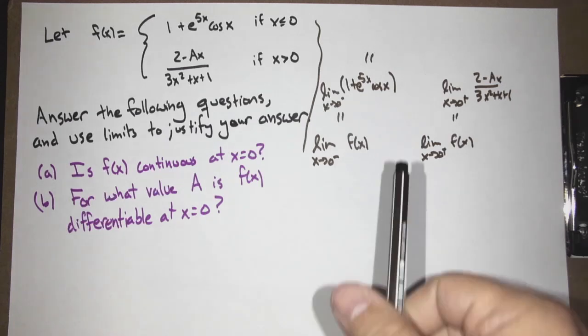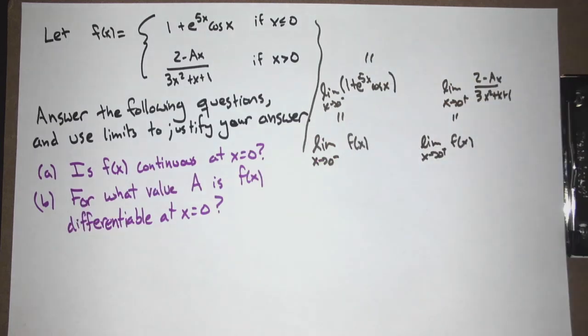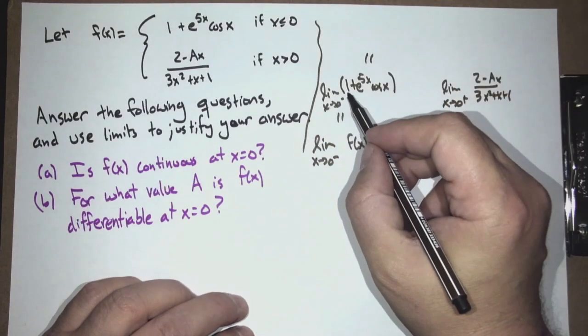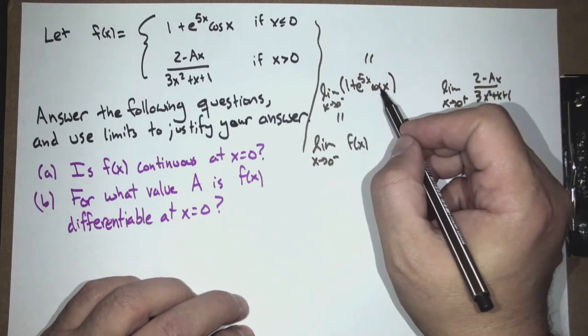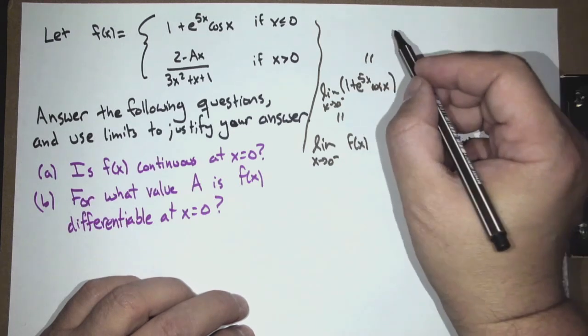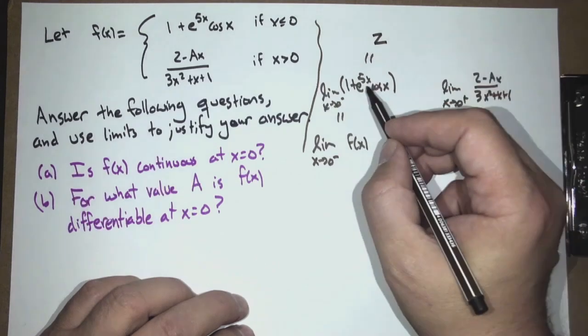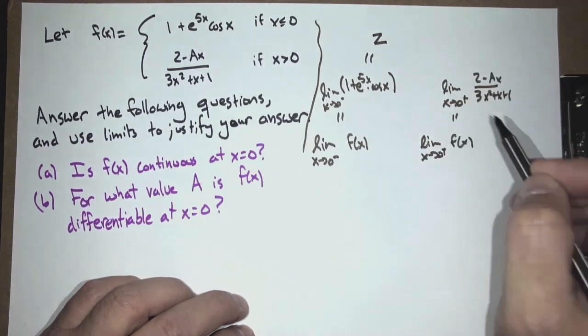So you plug in 0. What do you get? 1 plus e to the 0. 1 cosine 0. 1, put it all together. 2, because it's 1 plus 1 times 1, right?